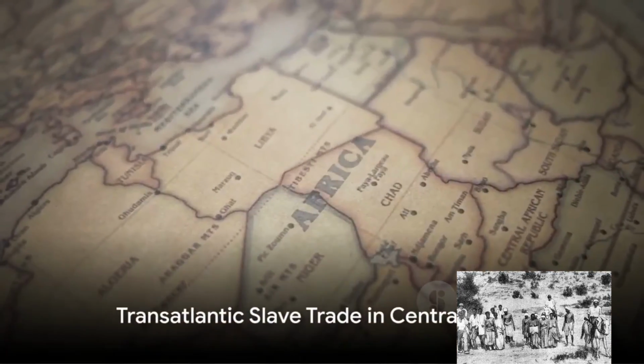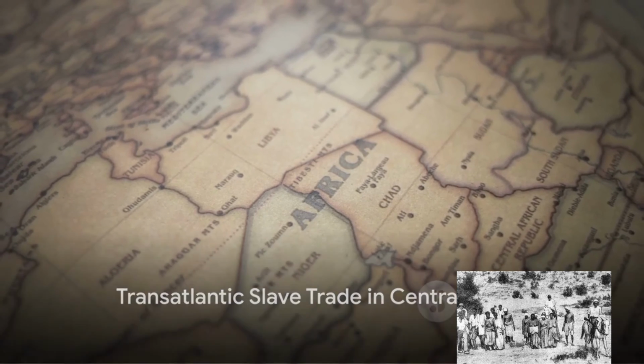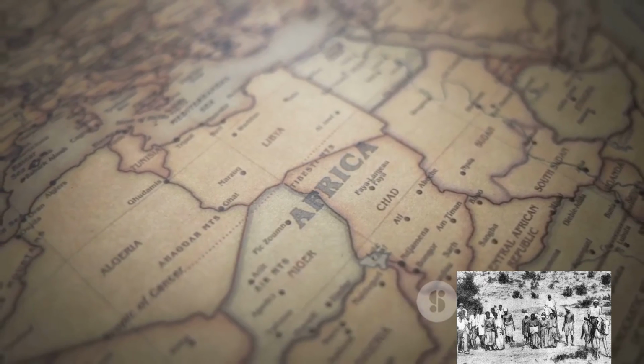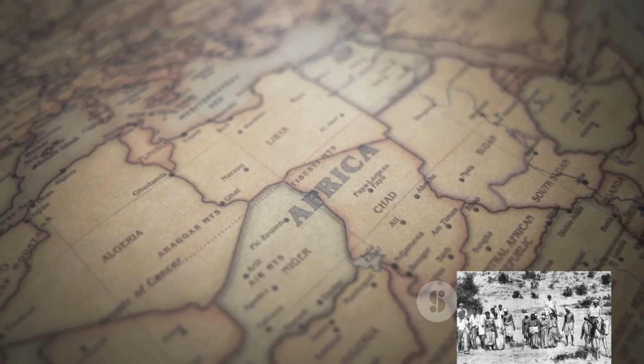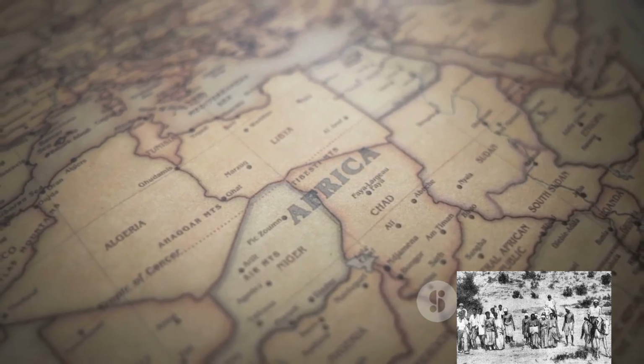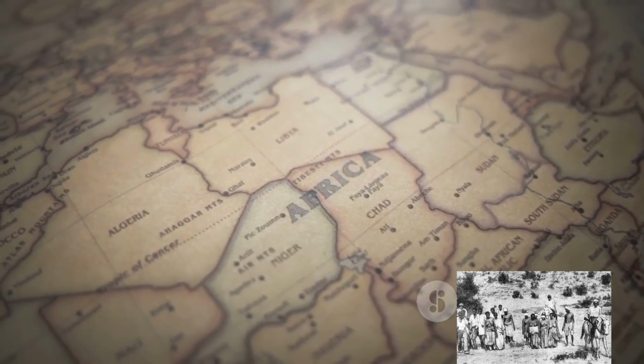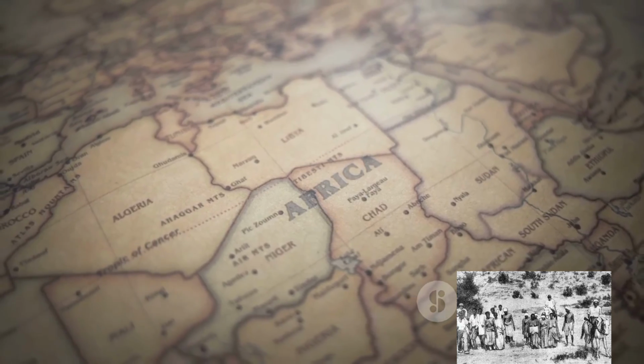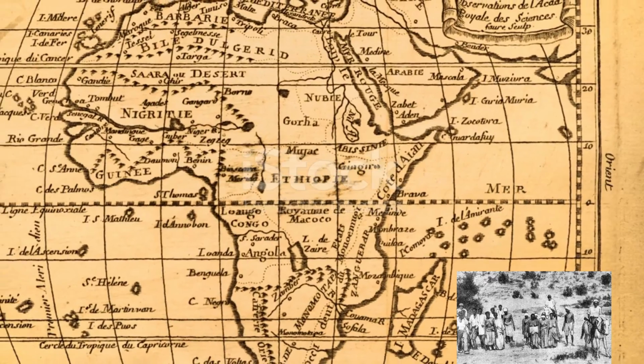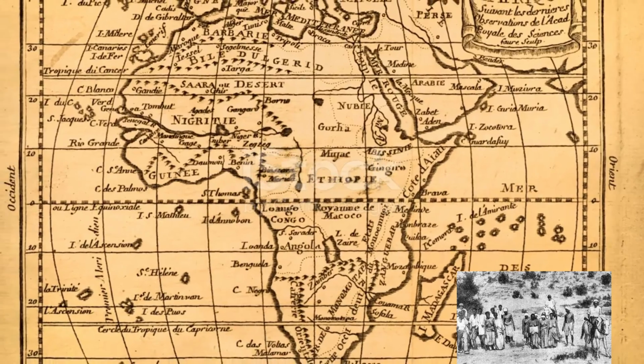The focus of our study is the transatlantic slave trade in Central Africa, initiated by the Portuguese in the early 16th century. We seek to understand the trajectories taken by slave traders in Central Africa to bring their captives to the Atlantic coast en route to the American continent.